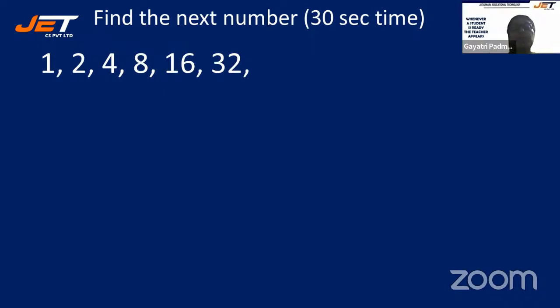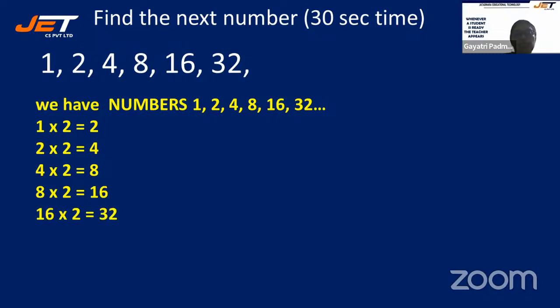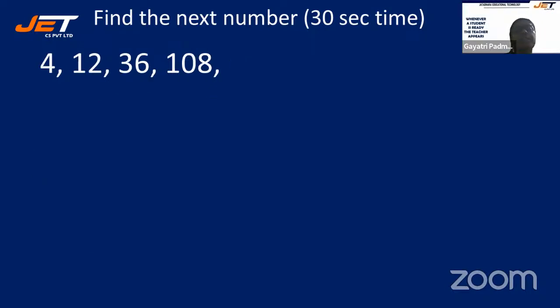We have 1, 2, 4, 8, 16, 32. Yes. Right now, let's find the relation between the first and the second number. 1 into 2 is 2. 2 into 2 is 4. Like that. 4 into 2 is 8. 8 into 2 is 16. 16 2s are 32. And what should be the next number? 32 into 2 is 64. All right. Yes. Now see the next question.